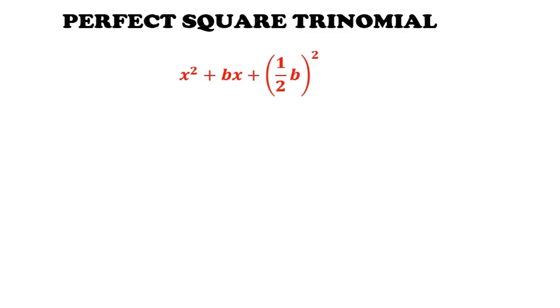Perfect square trinomial. Ano nga bang perfect square trinomial? Ang perfect square trinomial ay dapat sundin mo ito: x square plus bx plus (1/2 of b) square. Okay, para mas maintindihan ninyo, gawa tayo ng example.